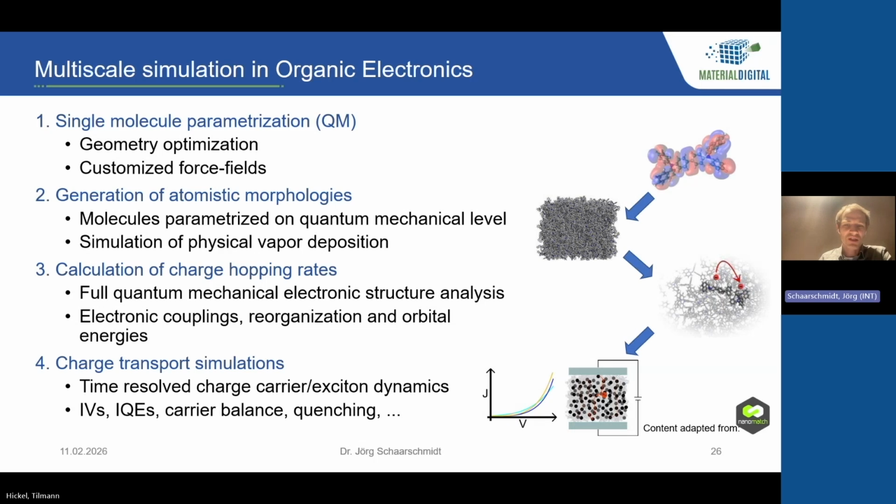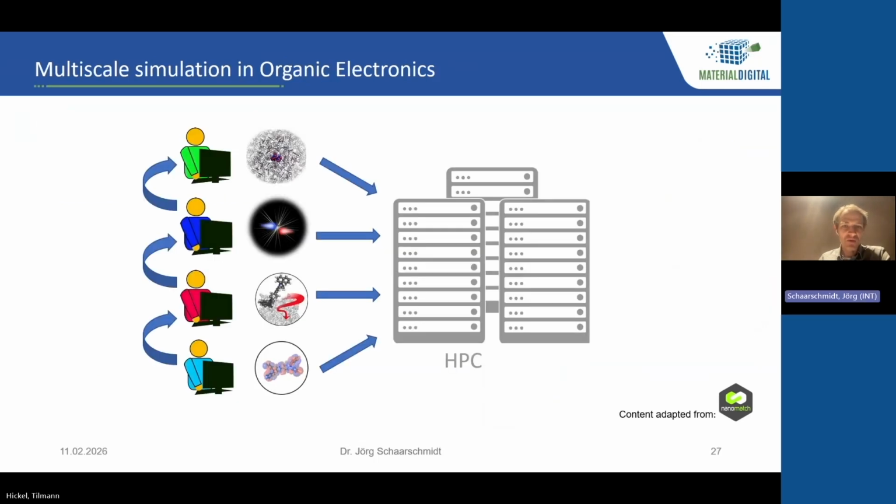So basically you have all these scales, and these are four different tools you need. The way this is typically done, or has been done often, is that for each you have very specialized software and one expert who is doing this. Often you need HPC resources to do the calculations because they are quite intensive. And then you have to transfer the files to the next person and do the simulation.